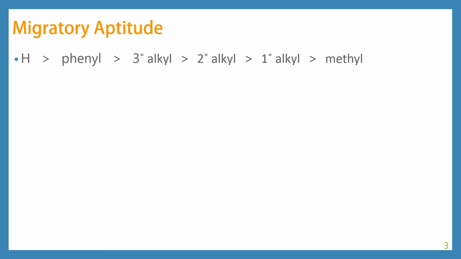So how do we know which group needs to be moved when we're looking at an aldehyde or a ketone? This comes down to the migratory aptitude, which is essentially how easily a group is migrated.